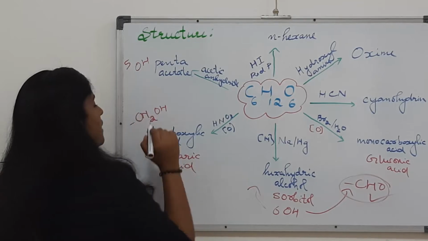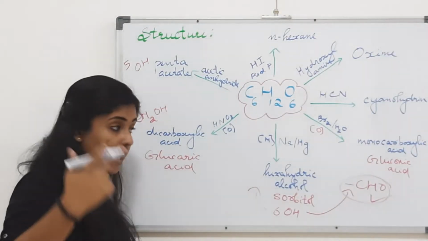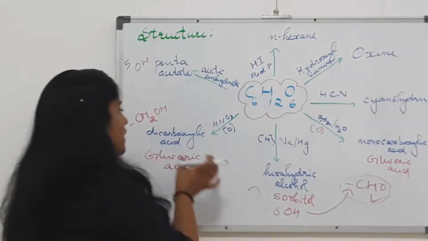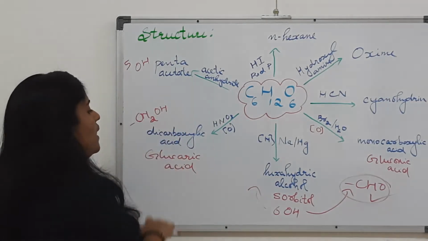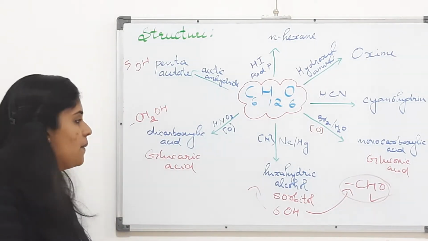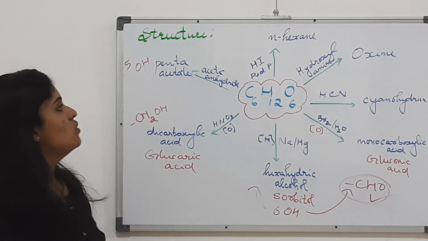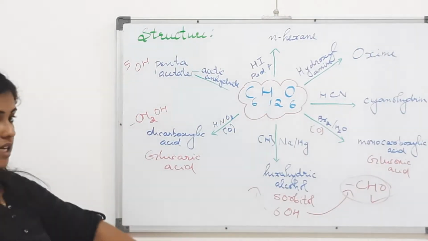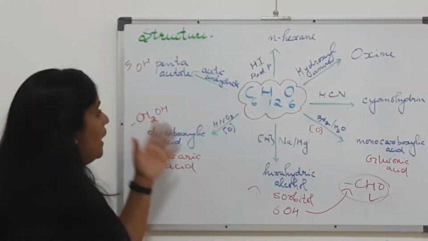This confirmed the presence of a CH2OH unit other than the CHO unit. That is why that also gets oxidized. The CH2OH is the other unit that gets oxidized to COOH on oxidation.